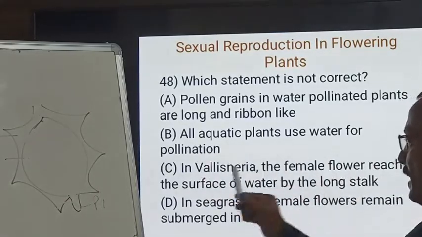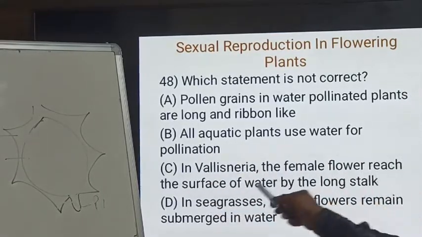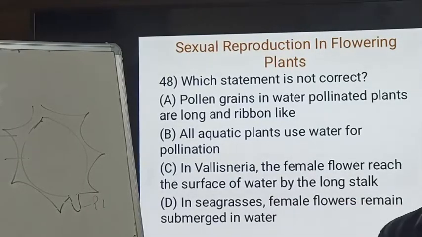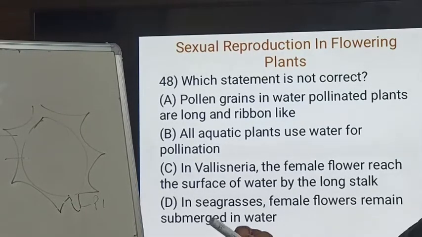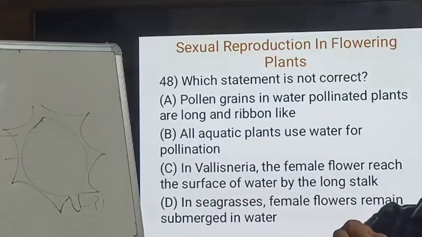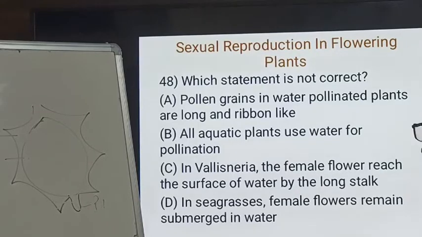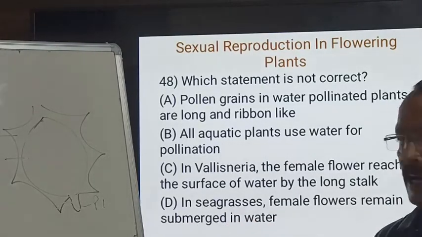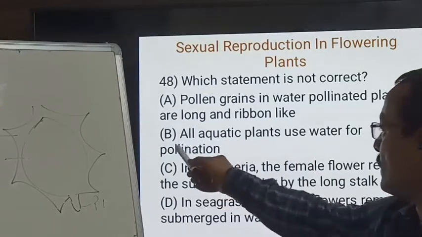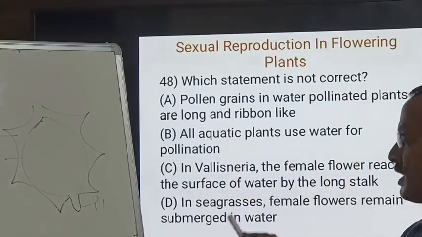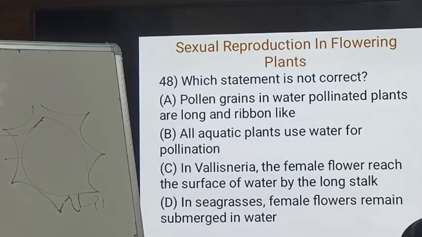The next, this is the wrong statement. In Vallisneria, the female flower reaches the surface of water with long stalk. Of course, yes, the female flower produces a long stalk so that the flower reaches the surface of water. When the pollen is released, the pollen carried by the water current will reach the stigma and achieves pollination. In sea grasses, female flower remains submerged in water, we already did. So the second option is not true. All the 3 statements are true. Next question.